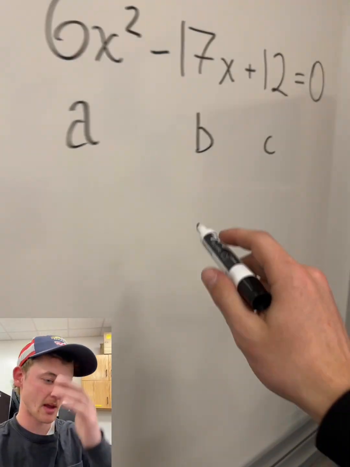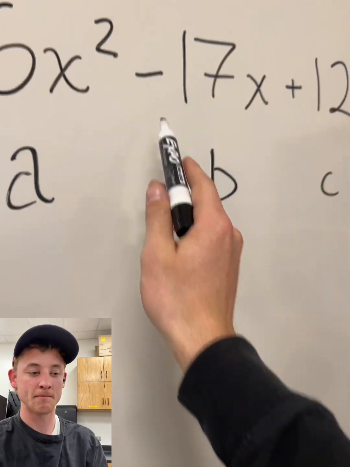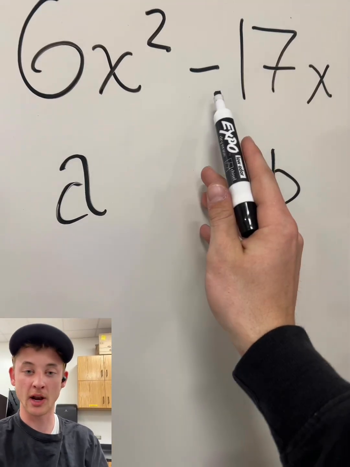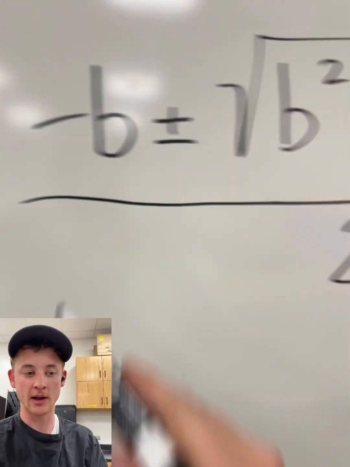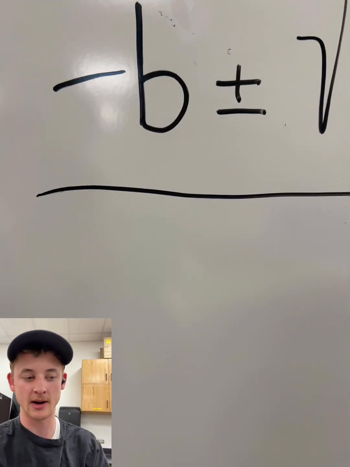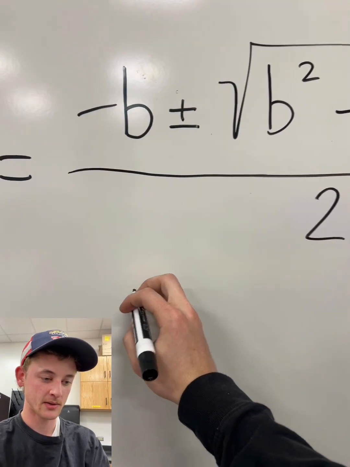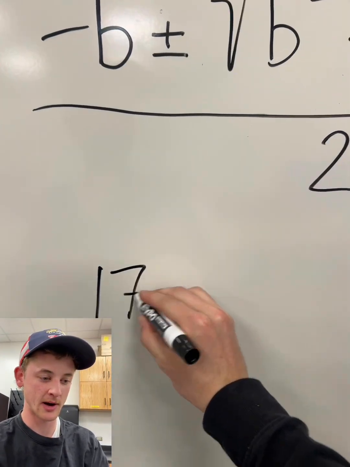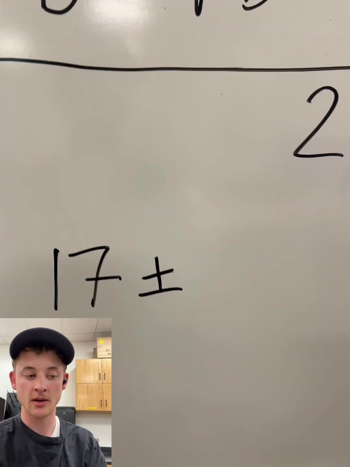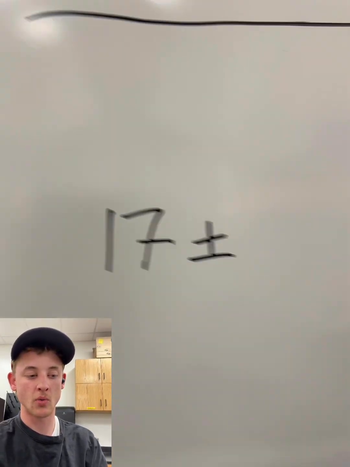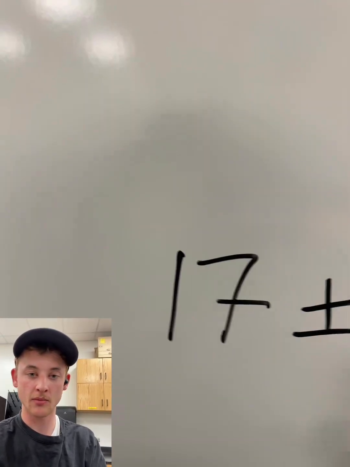So B, we can see B is minus 17. So don't forget about that minus right there. It'll get messed up. So minus, you get a double negative, so that's going to be positive. Alrighty? So it'll be 17. And then we're going to have plus or minus. We'll start with plus, and then we'll do the same problem with minus.